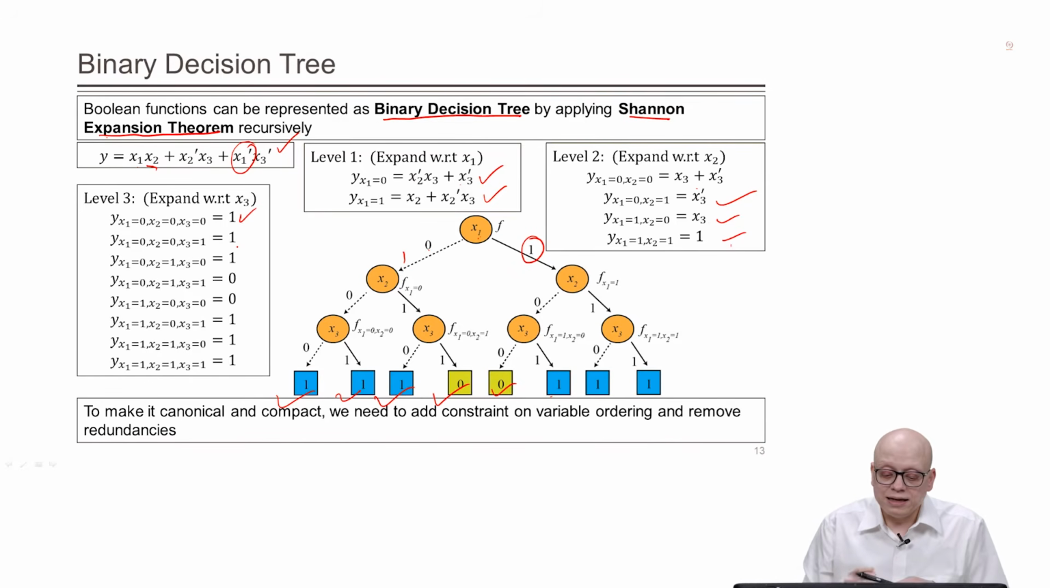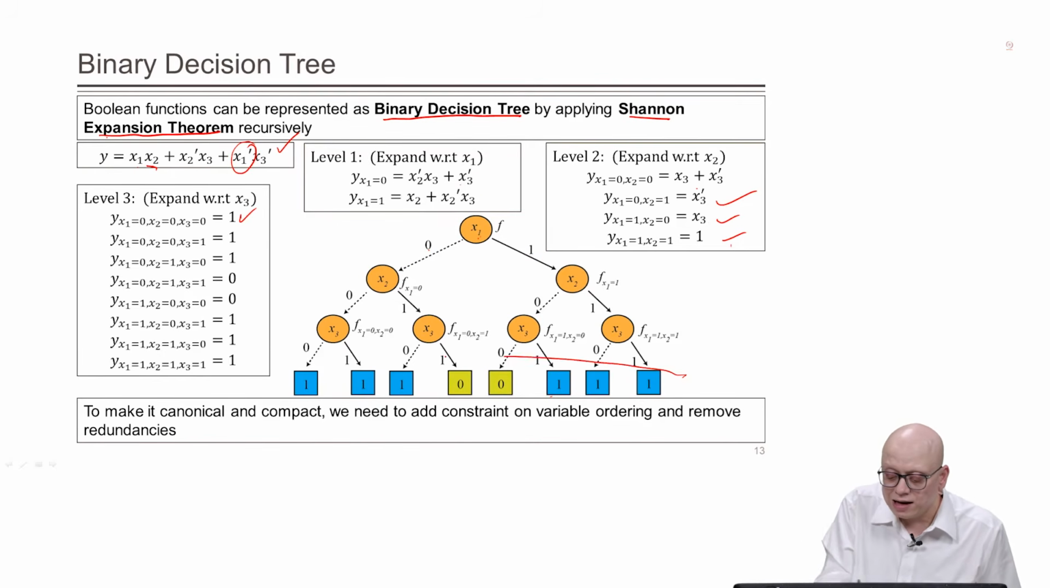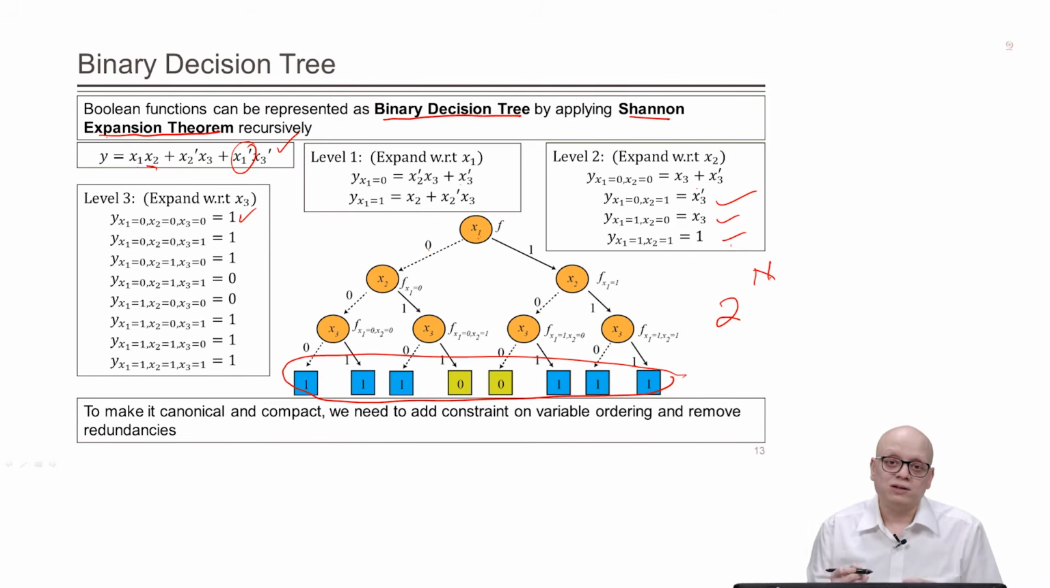Now, is this representation compact? Of course not. Why? Because at the leaf we will have 2 to the power n elements if there are n variables in the Boolean function. This kind of representation is similar to a truth table, because the number of leaf nodes will still be exponential. So, it is not a compact representation.